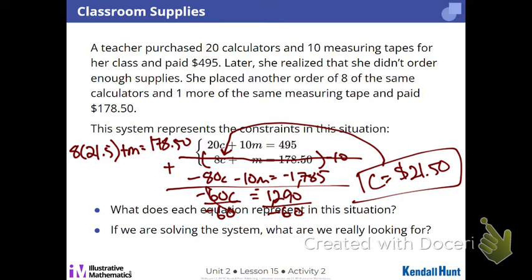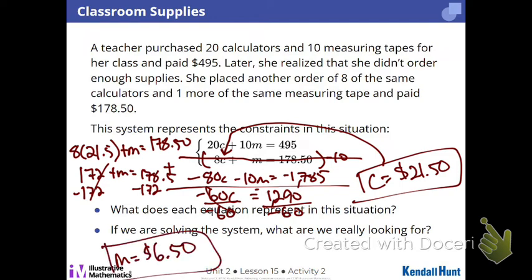8 times 21.50 is 168 plus 4, 172. I'm going to subtract everything by 172. And that means the measuring tape is $6.50. The solution to this system is the price per calculator and price per measuring tape. That works in which of the two lines? Both lines. Actually, all three lines, right? We made that new third line when we added everything else. It'd work on that too.